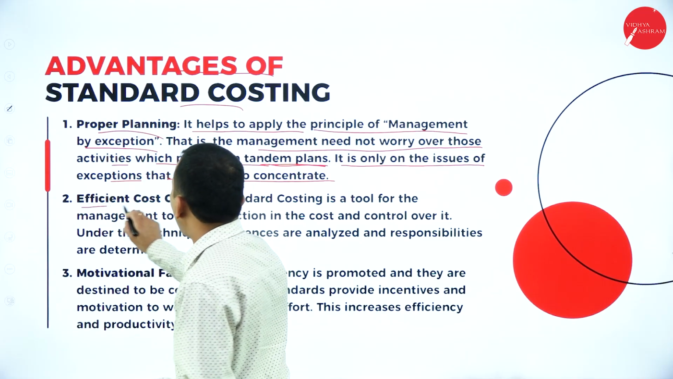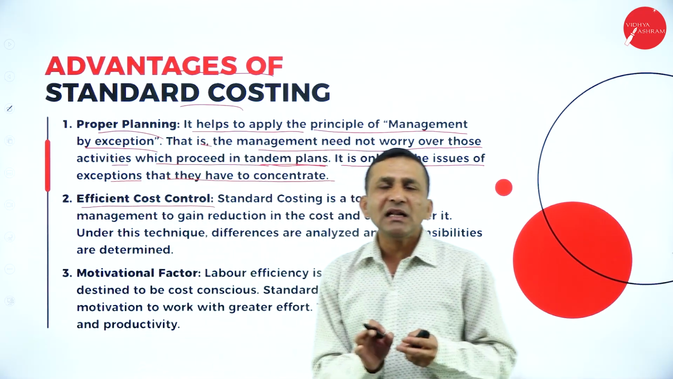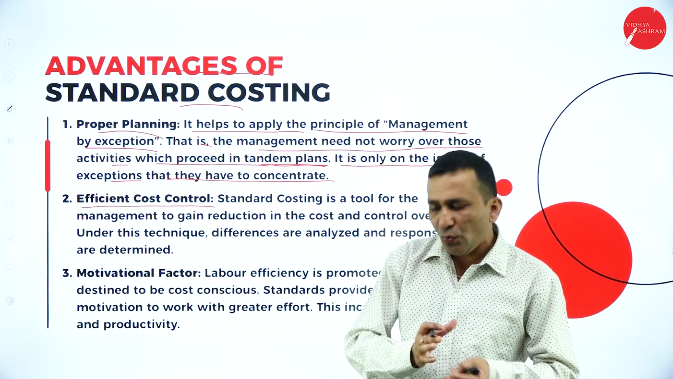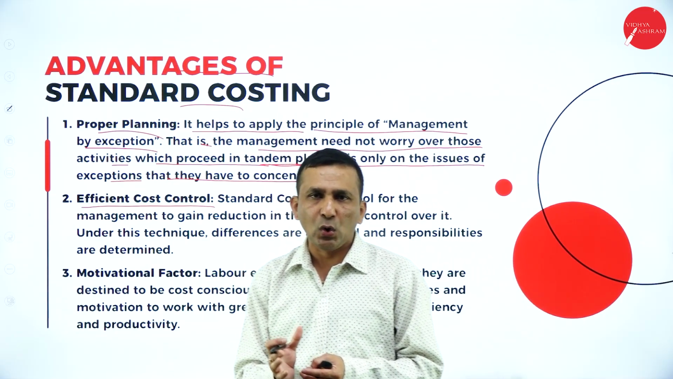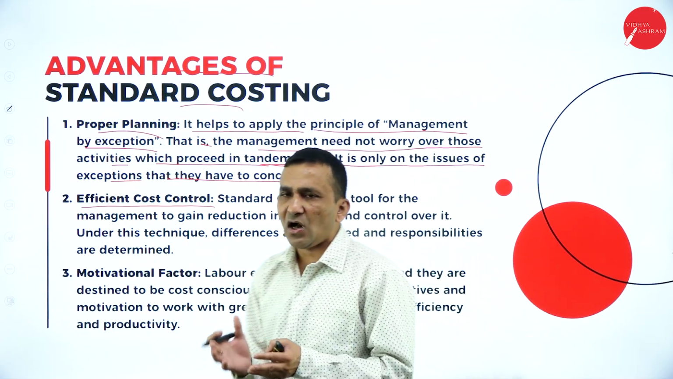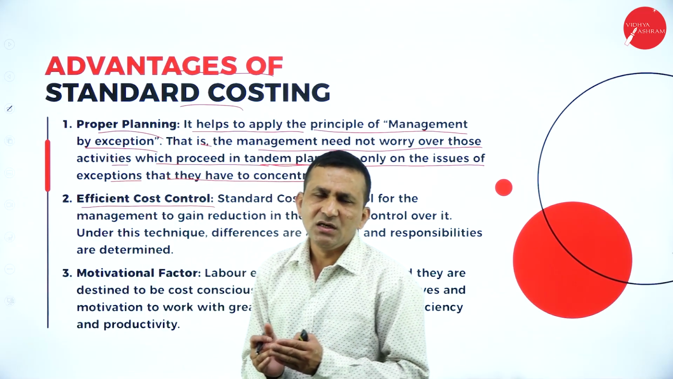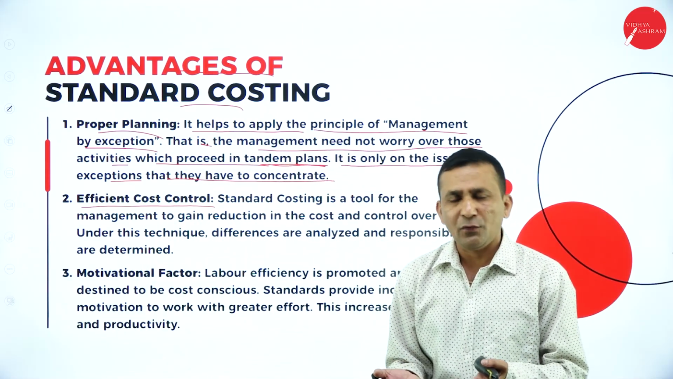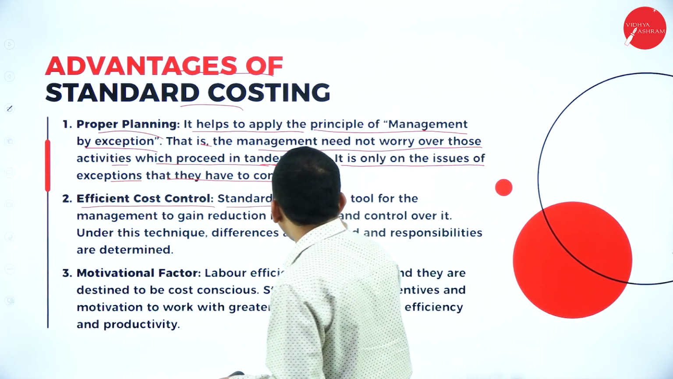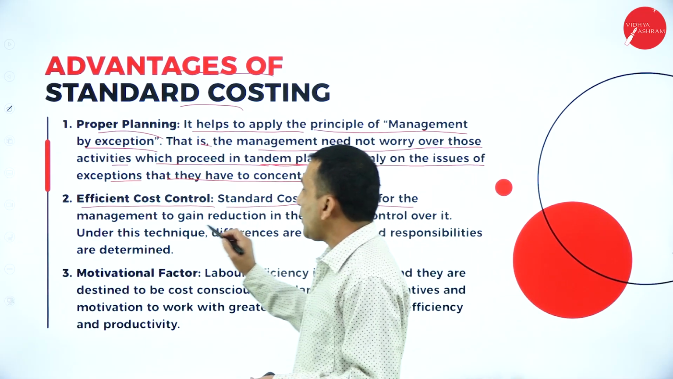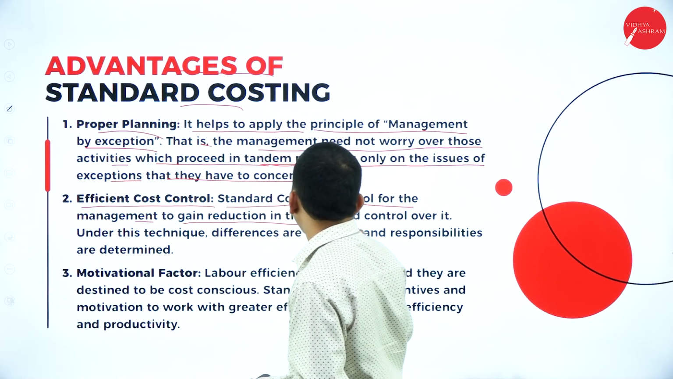And next one, efficient cost control. Unless you set a standard, we cannot take any proper control. So that's what efficient cost control means. If you try to reduce the maximum cost, obviously you can find out the profit. So here the standard costing is a tool for management to gain reduction in the cost.